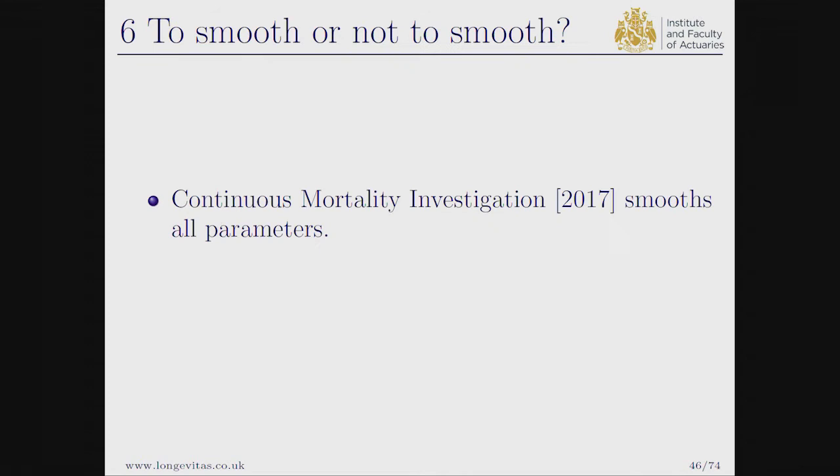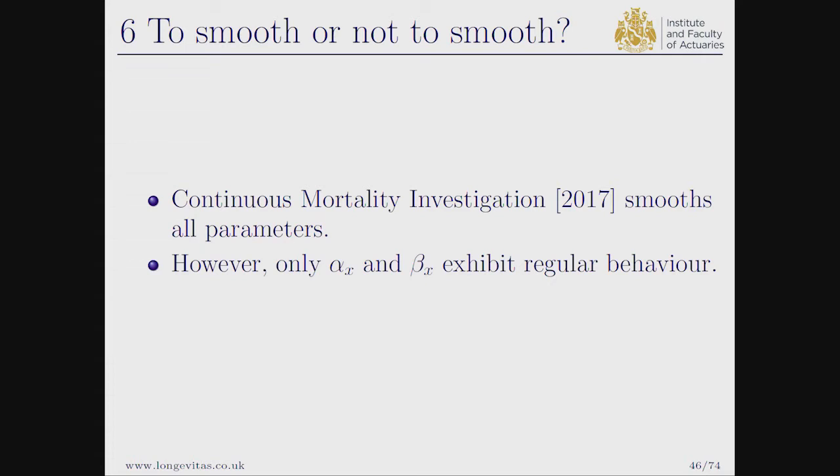Smoothing. Now, the CMI, when they presented the APCI model, smoothed all the parameters: the alpha, the beta, the kappa, and the gamma. But as we've seen, only the alpha and the beta terms exhibit sufficiently regular behavior that means they can be smoothed without making any material impact on the model. We are asked the question, does it make sense to smooth the kappa terms or the gamma terms in the APCI model? We don't think it makes sense to smooth either of them because they don't exhibit smooth, regular behavior.